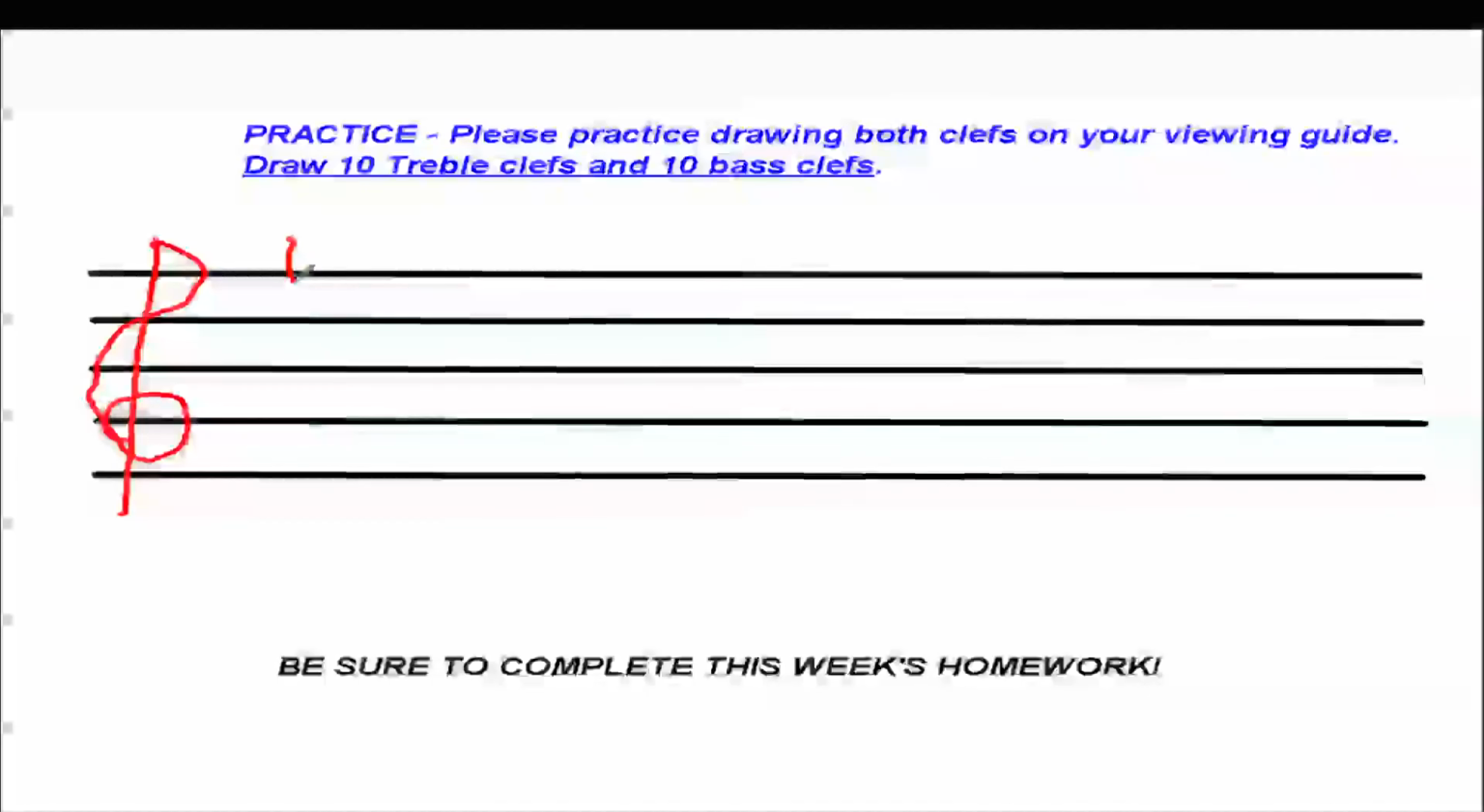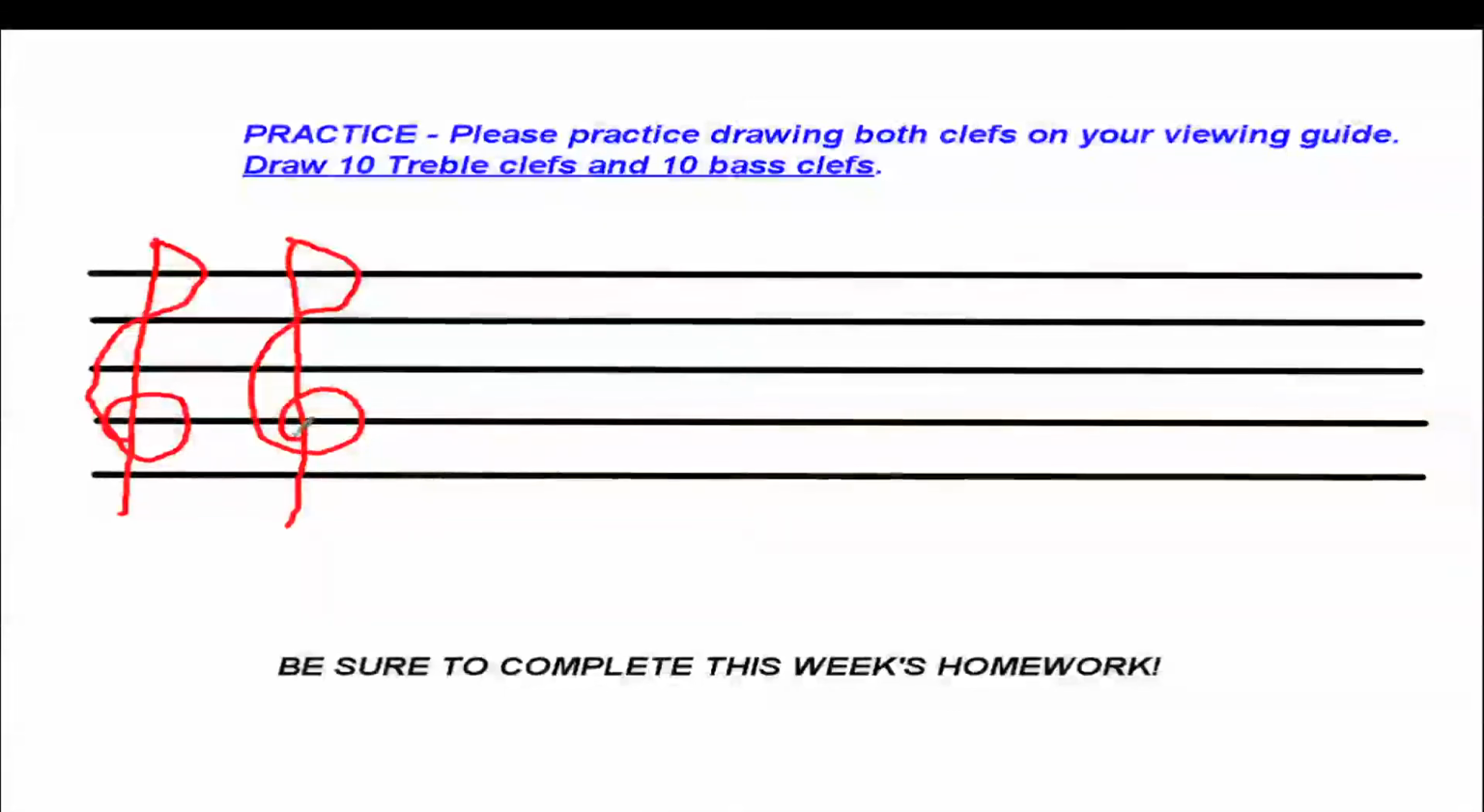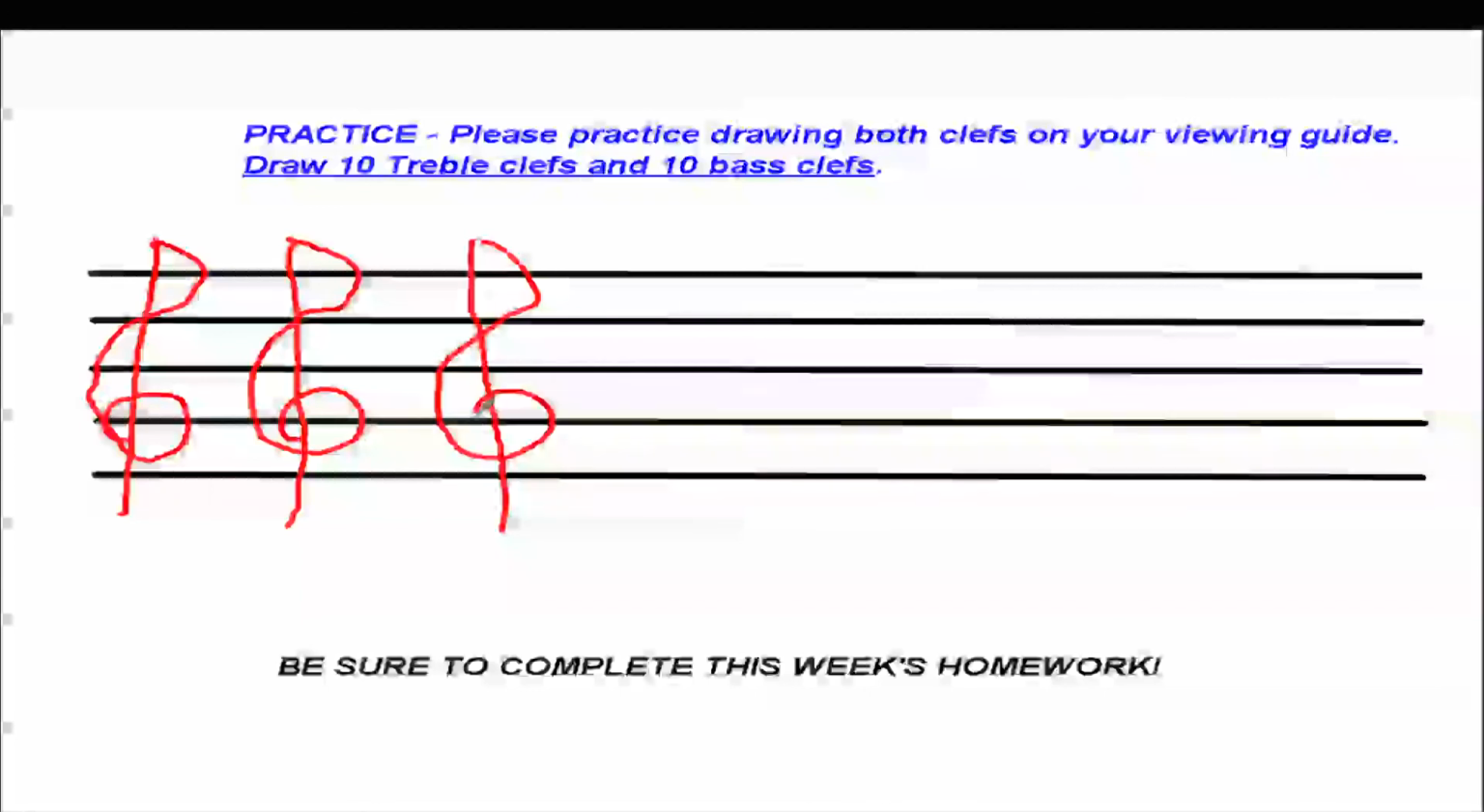So again, you do a line straight down, then you start at the top, you do a loop out to the right, come back down and around, and then you wrap around that second line with your last loop, and there's your treble clef. Okay, I'll explain it one more time. Do a line straight down, then you do a little loop out to the right, down, around the second line, and there's your treble clef.